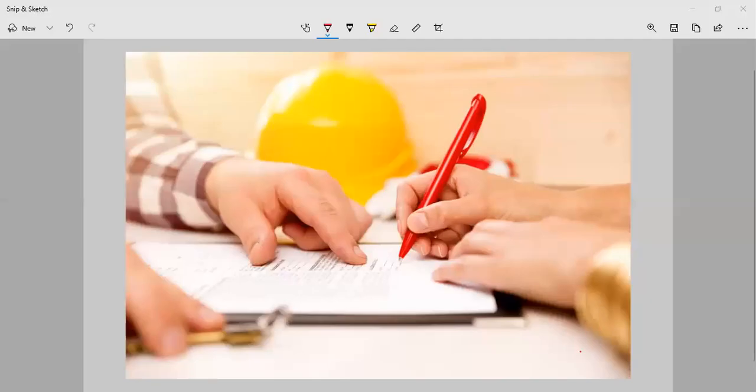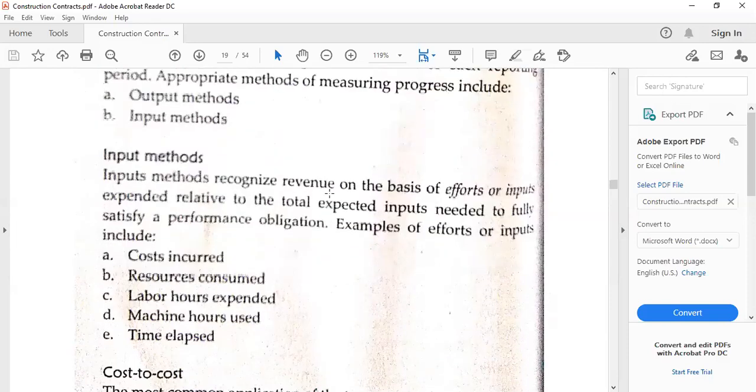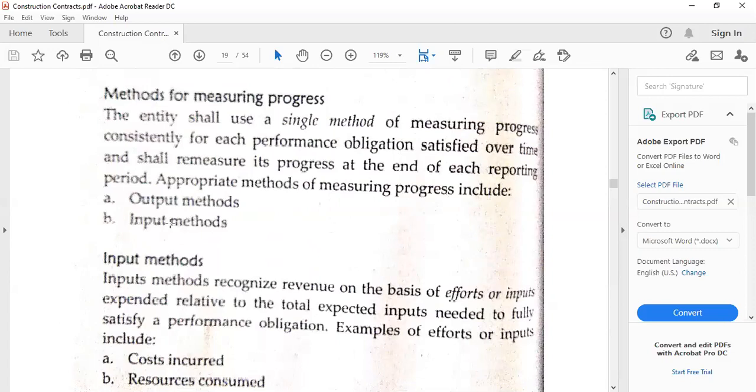Good day. This is the continuation of our discussions about construction contracts that are based on IFRS 15, revenue from contracts with customers. Still, we're going to utilize the same source. And if you can recall, if you have watched the first part of this series, we have already tackled from the beginning introduction up to this point, the input methods.